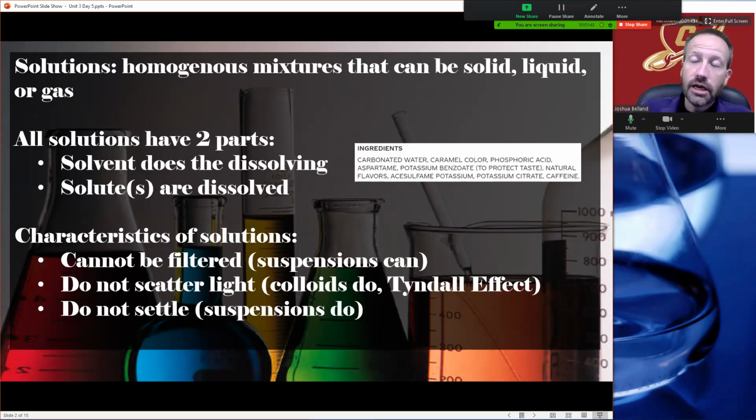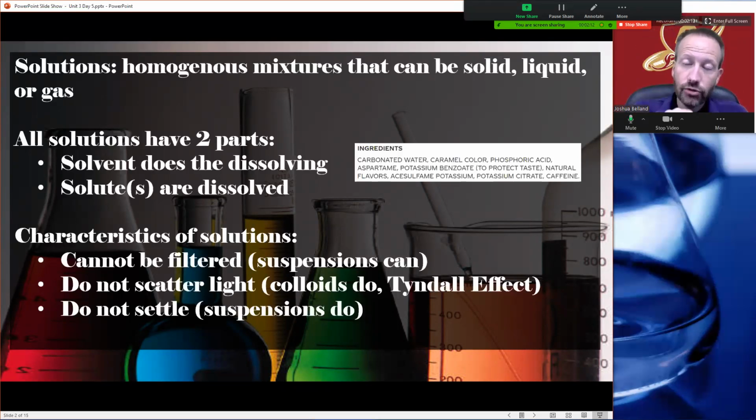Bronze is a good example of a solid solution, and the air you're breathing right now is a good example of a gaseous solution. Now, all solutions have at least two parts. There's the solvent, and then everything else is the solutes, the things being dissolved. Solvent being the thing that does the dissolving. Now, what if you don't know which is which? Well, we actually have a rule for that. We say the thing you have the most of is the solvent.